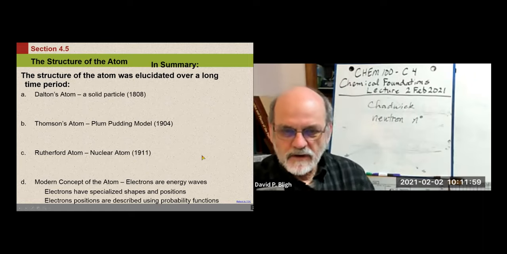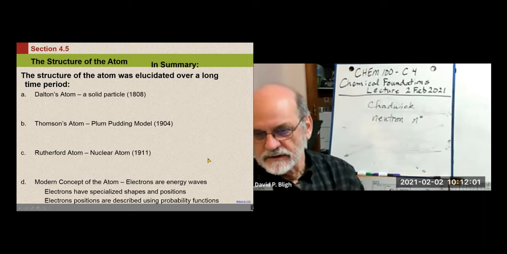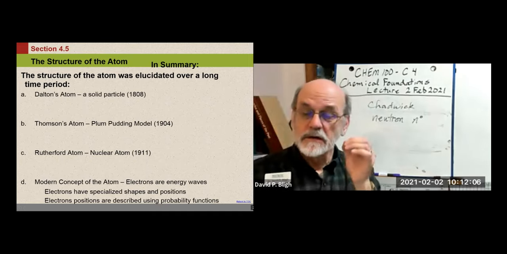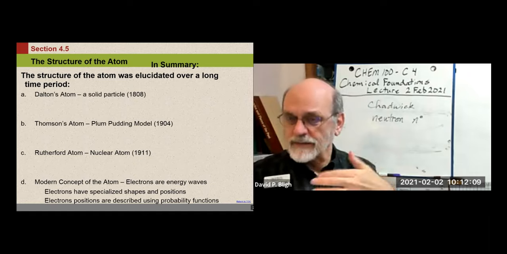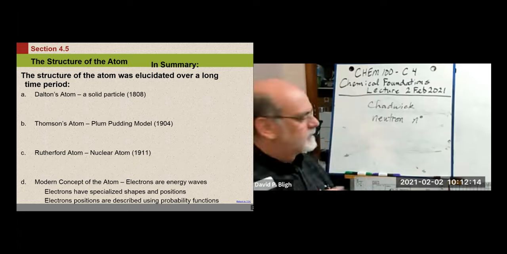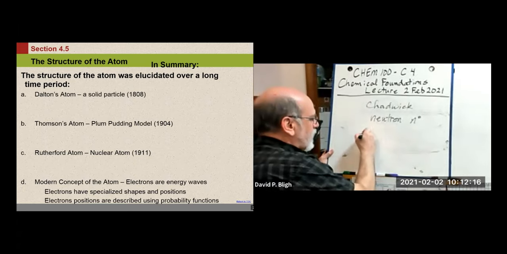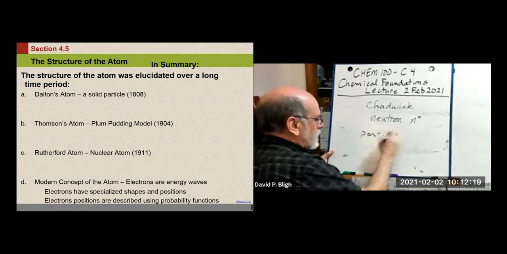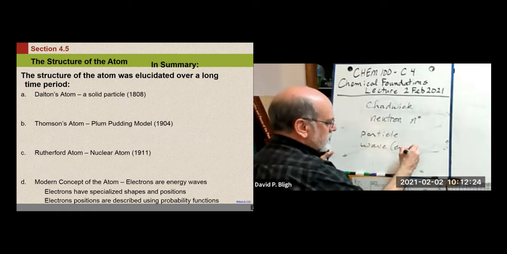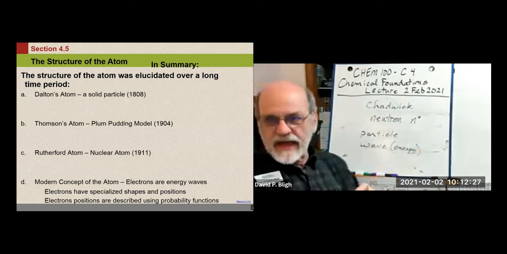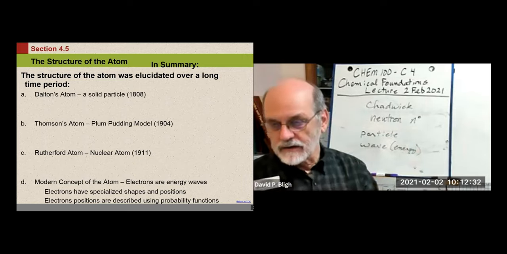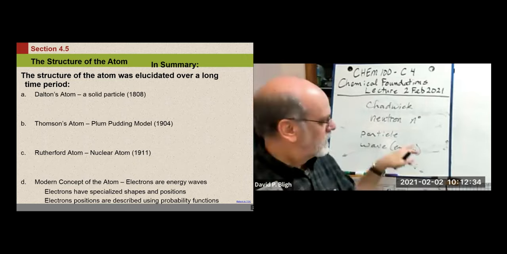So now we have what's considered a modern concept of the atom, in which the electrons are not really considered particles, although sometimes they behave as particles, right? It's like the dual nature of light. Light can be seen as either a particle or a wave, which is another way of saying energy. They have this dual nature. Electrons are the same way.